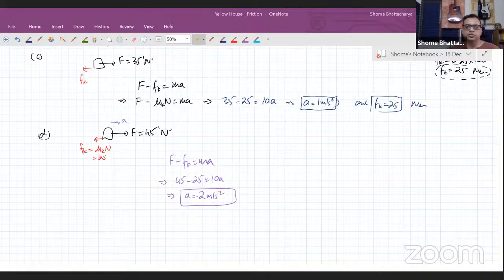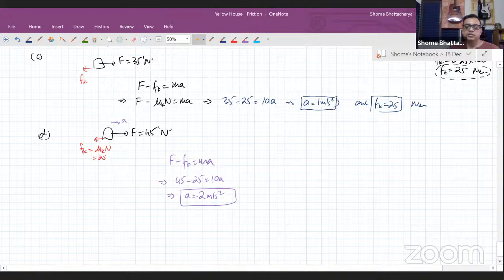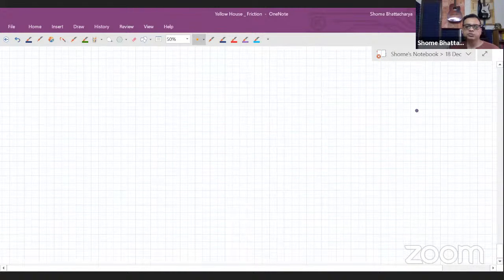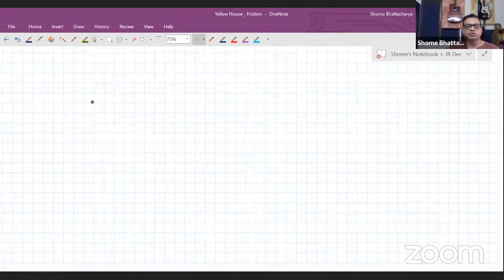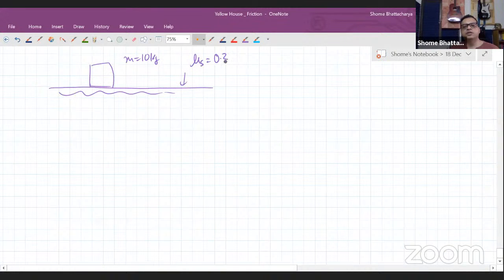So I hope the values are clear to all of you here. Now let's come to a really interesting situation, which will teach you more about the behavior of static and kinetic friction. Suppose it's the same example. The mass of the block was 10 kg, the coefficient of static friction was 0.3 and the coefficient of kinetic friction was 0.25, and initially the block is at rest.